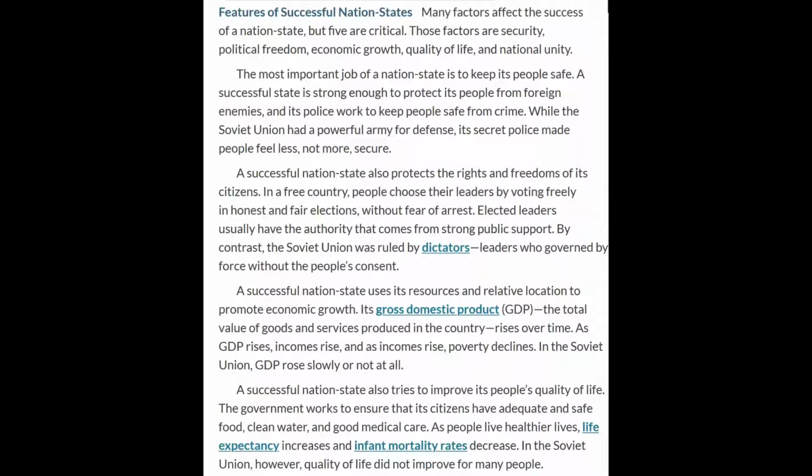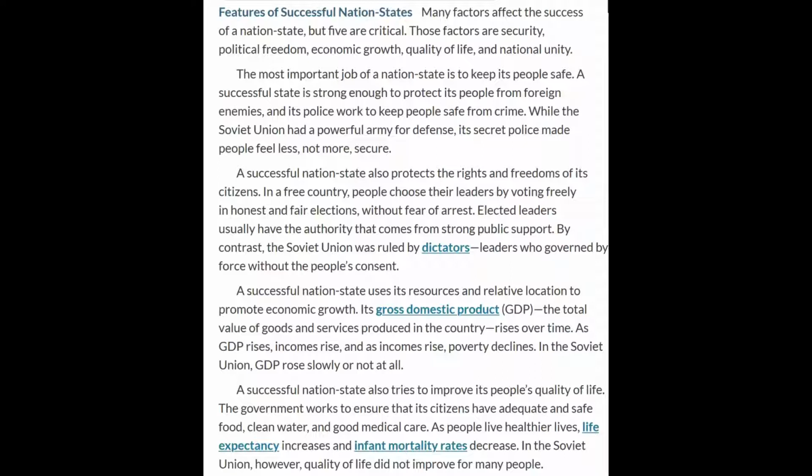A successful nation state uses its resources and relative location to promote economic growth. Its gross domestic product, or GDP, the total value of goods and services produced in the country, rises over time. As GDP rises, income rises. As incomes rise, poverty declines. In the Soviet Union, GDP rose slowly or not at all.